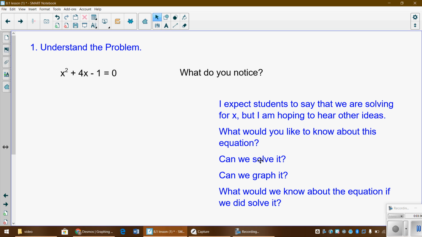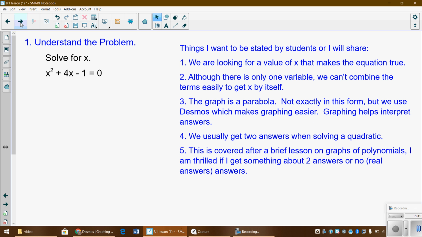Can we solve it is an obvious question, maybe. Can we graph it? Not so sure. I'll see that one. What would you know about the equation? What would we know about the equation if we did solve it? And so if there was a word problem, if there was some context, what does the solution actually get us? These are things that I'm going to throw out there over the course of the semester.